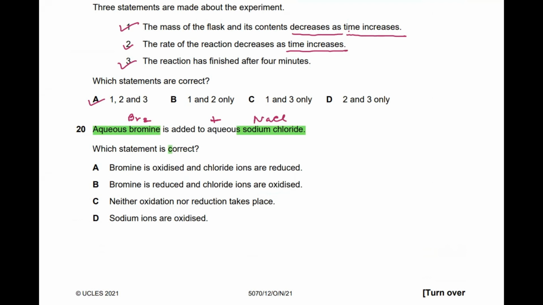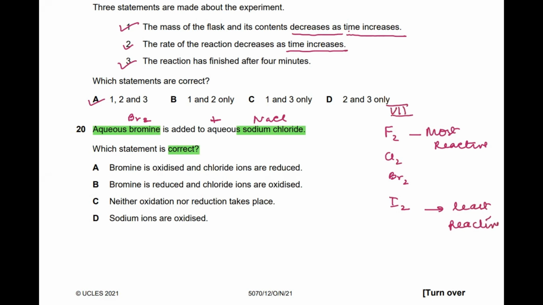Which statement is correct? Now, if you remember, when you talk about the halogens in the group, we have fluorine on the top, then chlorine, bromine, and then iodine. So on the top, we have fluorine, the most reactive, and iodine is basically the least reactive in group 7, which are generally known as halogens. So bromine cannot displace sodium chloride at all because bromine is comparatively less reactive than chlorine.